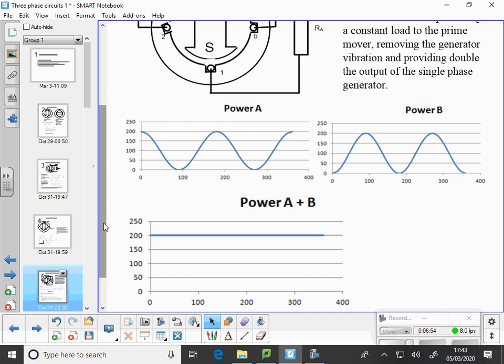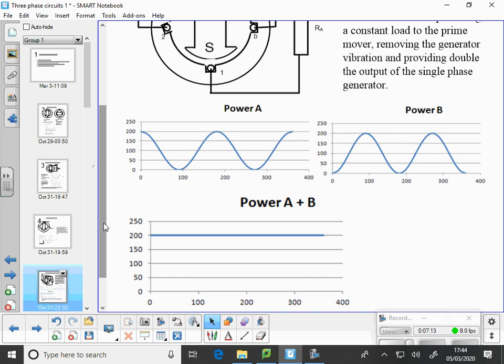Okay? There's no real numbers been applied here at this stage. That's just the peak I chose in Excel when I wanted to draw these graphs. All right? So therefore, we're presenting a constant load to the prime mover.